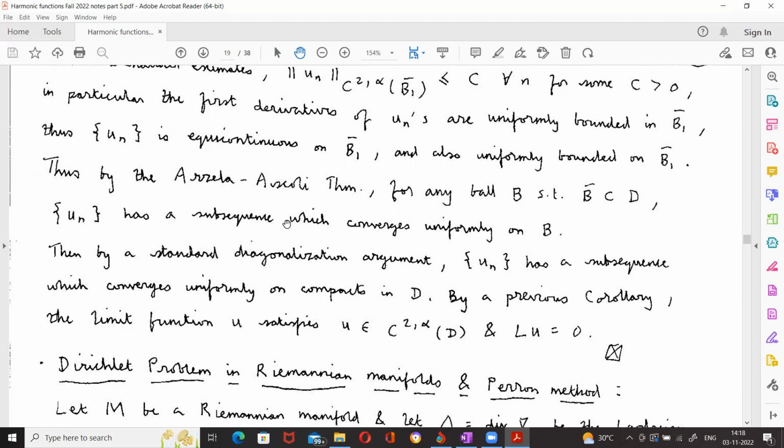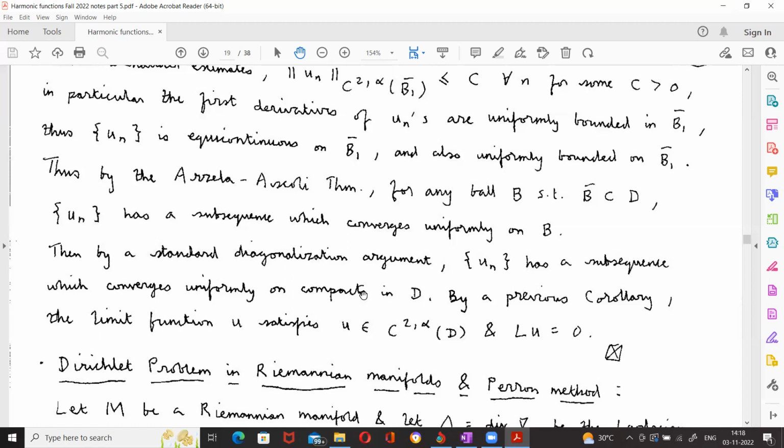Okay. Is that clear? Yes. Yes, sir. This is the standard diagonalization argument which you use in Montel's theorem, right? Standard argument. Is this all right, Utsav? Yes. Yeah, this diagonalization argument is very standard. Yeah, so I'm not repeating this.